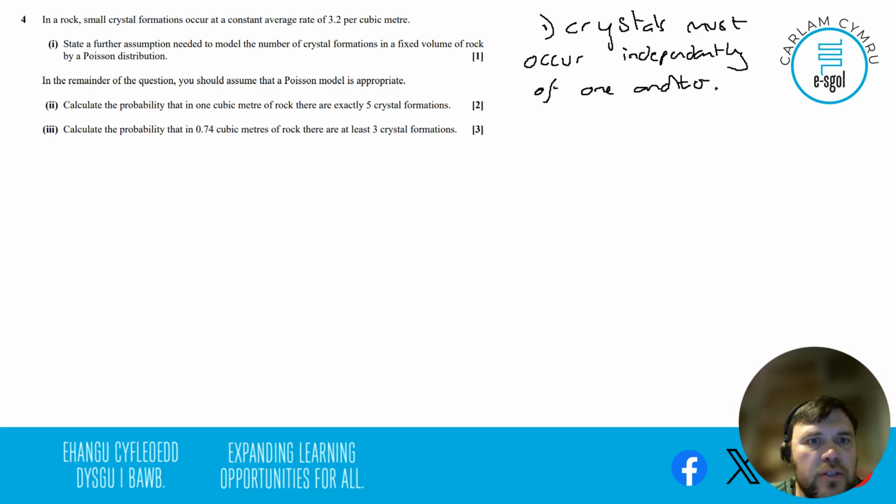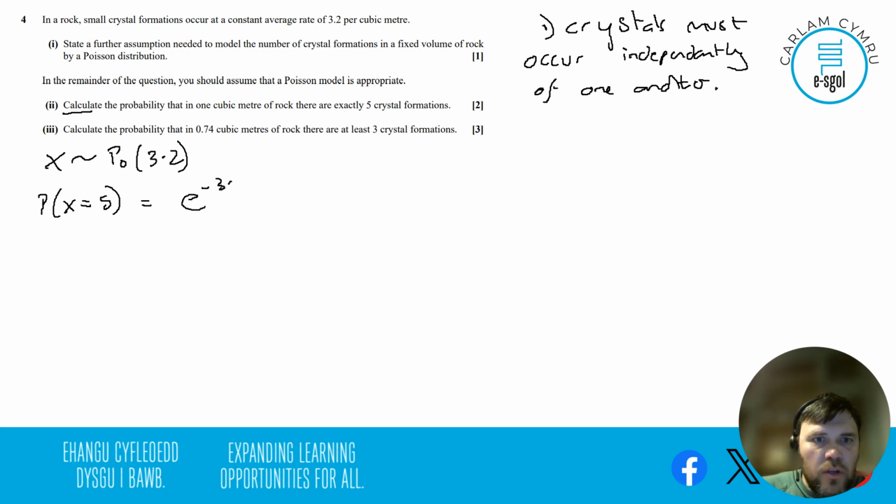Here, in the remainder of this question, you should assume the Poisson model is appropriate. So calculate the probability that in 1 cubic meter of rock there are exactly 5 crystals. So again, notice the word calculate, so that we are saying that X belongs to a Poisson distribution of 3.2. 3.2 per cubic meter, so that's fine. They're exactly 5, so it's going to be P(X = 5) equals e to the minus 3.2 times 3.2 to the power of 5 over 5 factorial, and that is equal to 0.114.